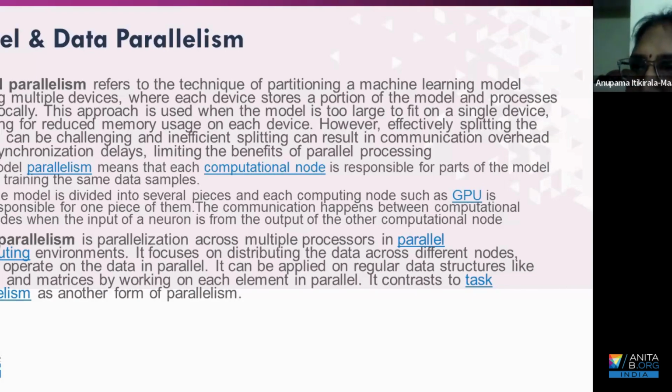That's where you can visualize the graphical weights that happen and the neural networks talking to each other, if you can visualize. Now come to data parallelism. It is another parallelism technique which talks about multiple processes. I'm not saying cores here; I'm talking about the processes in a parallel computing environment. This is all parallel processing, actually. It focuses on distributing the data across different nodes which operate on the data in parallel. So it is like data structures, arrays and matrices coming into play, right?